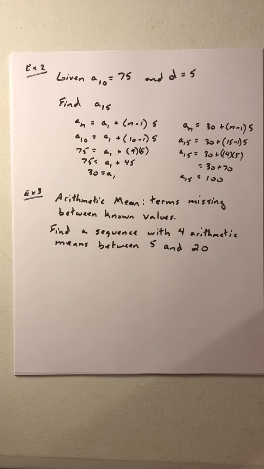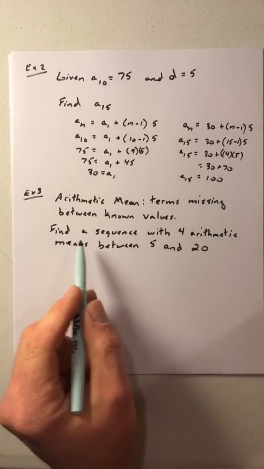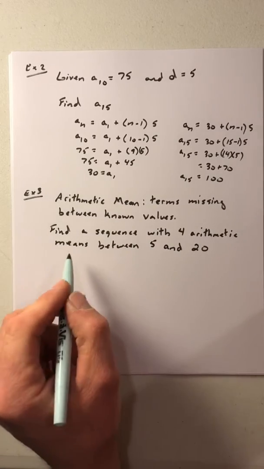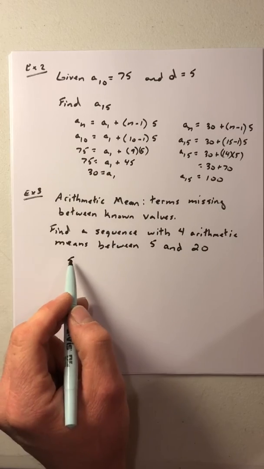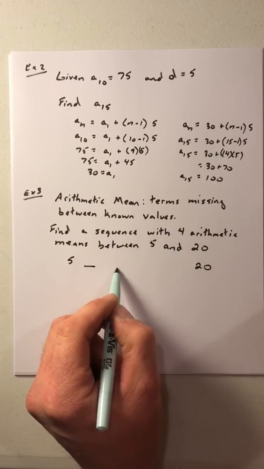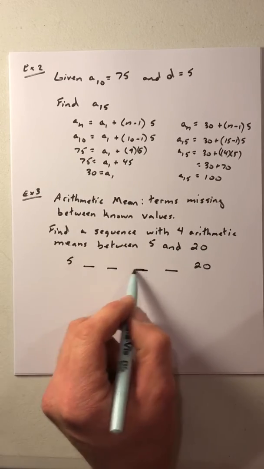Another thing that we're going to talk about is arithmetic means. Arithmetic means gives you the bookends of a sequence or a series. So if we know the first term, the last term, and how many terms are in between, we can figure out, if it's an arithmetic sequence, all the terms that are missing. So in this case, we give you a sequence with 4 arithmetic means between 5 and 20. Well, what does that mean? That means our first term is 5 and our last term is 20, and there are going to be 4 numbers in between.